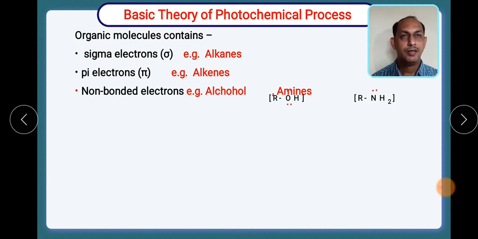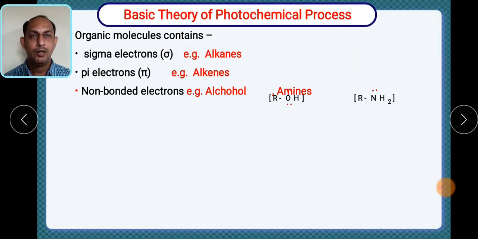Let us see the basic theory behind the photochemical reaction. Suppose in organic molecules different types of electrons are present, for example, sigma electrons. Sigma electrons are present in compounds bonded by only single bonds. What are these compounds? Hydrocarbons, let us say alkanes. Alkanes contain only sigma electrons, right? While pi electrons are present in compounds such as alkenes, carbonyl compounds, and imines.